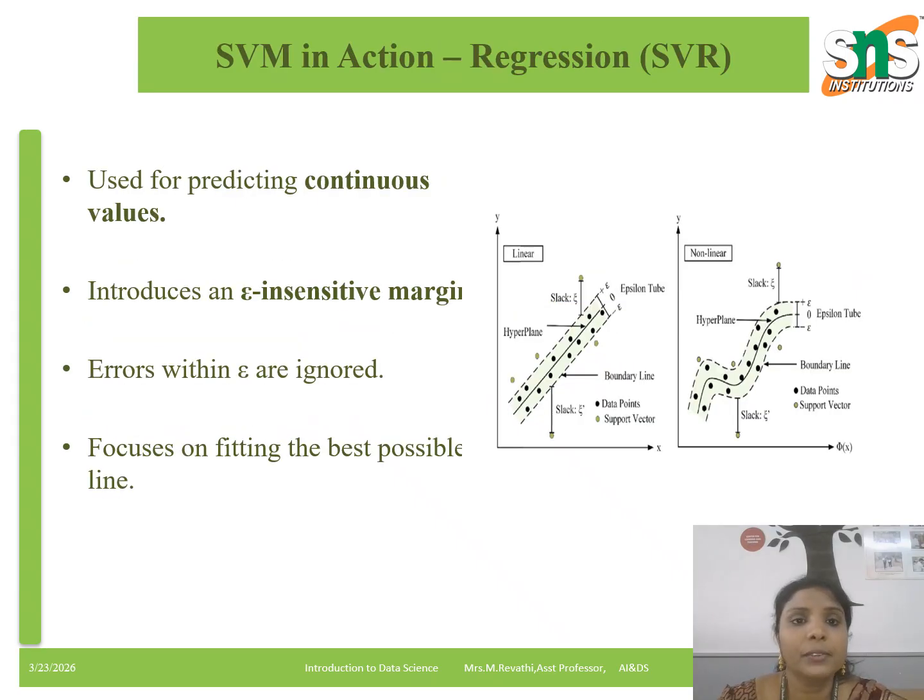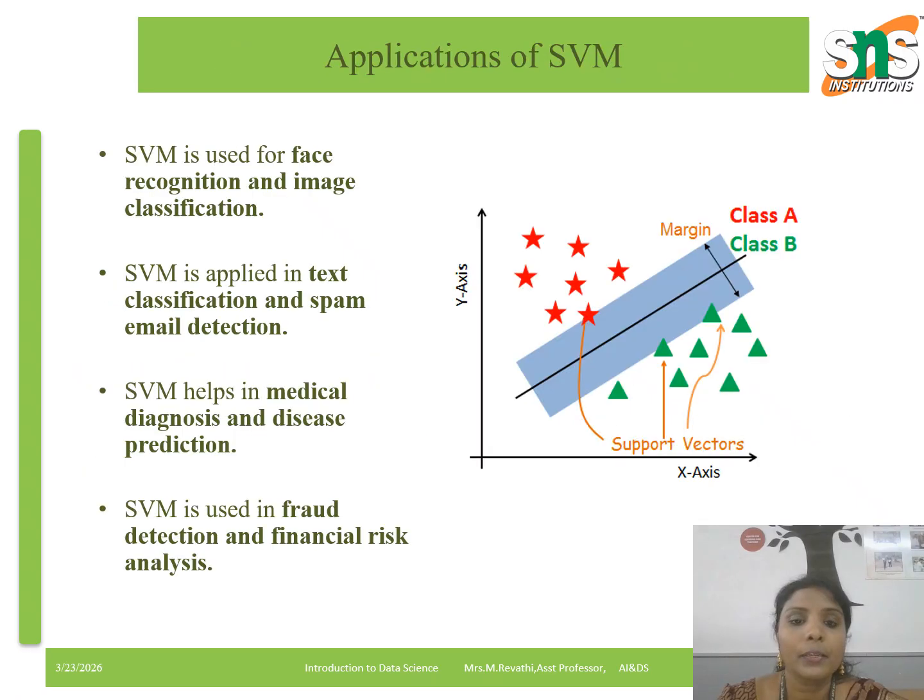Next, we see SVM in action in regression, called SVR. SVM can also be used for regression, which is called SVR. It is used to predict continuous values like marks, price, etc. Here we introduce something called the epsilon margin. Errors within the margin are ignored, so the model tries to fit the best line without worrying about small errors.